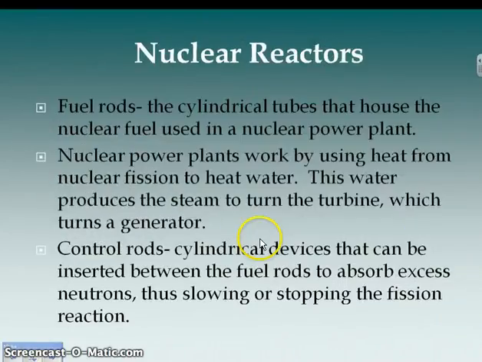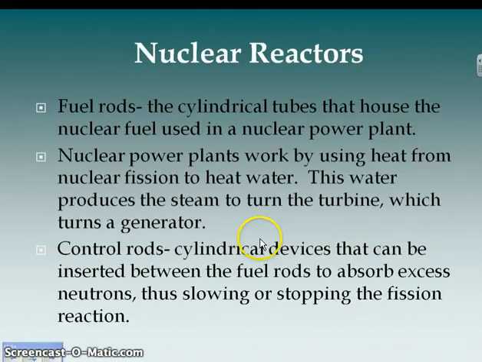Now, talking about nuclear reactors, this is where fission happens. These are the nuclear power plants. We've got our fuel rods. These are the cylinder-shaped tubes that house the nuclear fuel used in the power plant. Nuclear power plants work by using heat from nuclear fission to heat water. That water produces steam. Steam turns the turbine, which turns the generator. So it's very similar to a fossil fuel power plant, except this time the heat isn't generated from combustion. Instead, the heat is coming from fission.